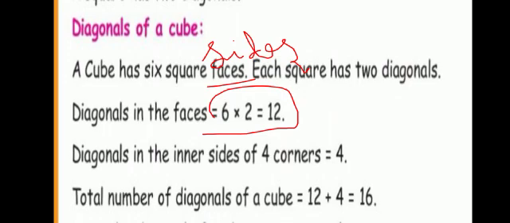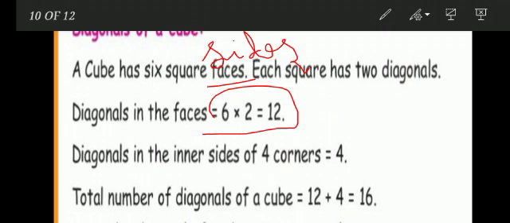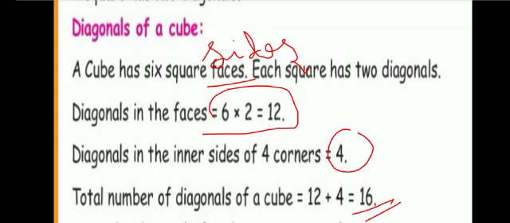So the total number of diagonals of a cube is 12 plus 4. Each side has 2 diagonal lines, so 6 into 2 is 12. Then the inner sides of the corners is 4. So 12 plus 4 equals 16. So a cube has 16 diagonals.